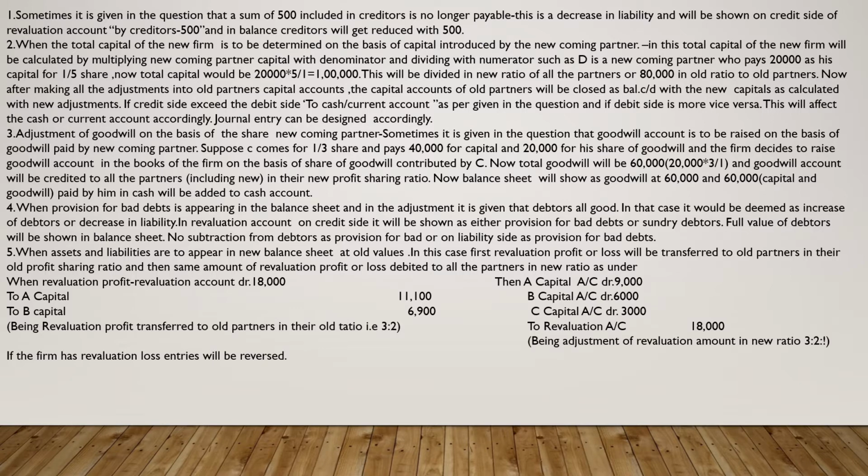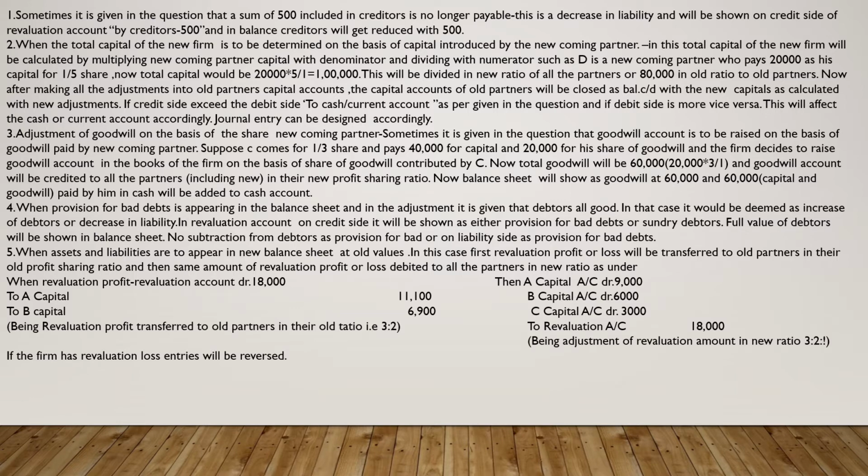Third, adjustment of goodwill on the basis of the share of newcoming partners. Sometimes it is given in the question that goodwill account is to be raised on the basis of the goodwill paid by the newcoming partner. Suppose C comes for 1/3 share and pays rupees 40,000 for capital and rupees 20,000 for his share of goodwill. And the firm decides to raise goodwill account in the books of the firm on the basis of the share of goodwill contributed by C.